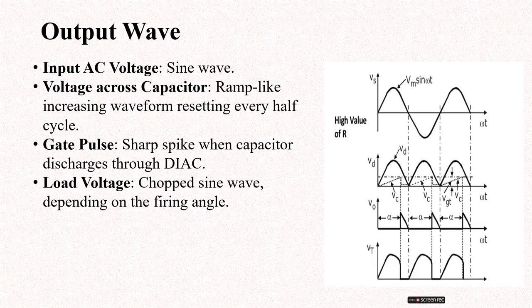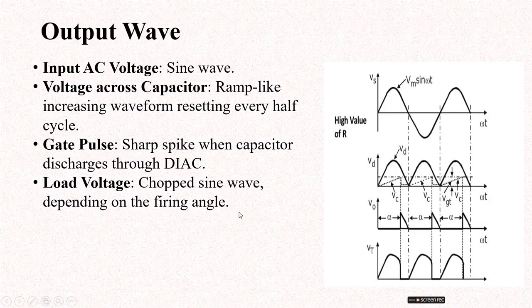The input waveform is spread across the load and thyristor. So the thyristor waveform is subtracted from the input voltage, then the load voltage is obtained as shown in the figure with the name of V naught. When we subtract the thyristor voltage from the input voltage, we get the output load voltage. This is the firing angle.